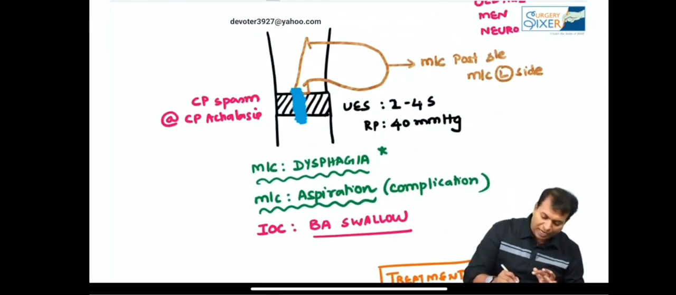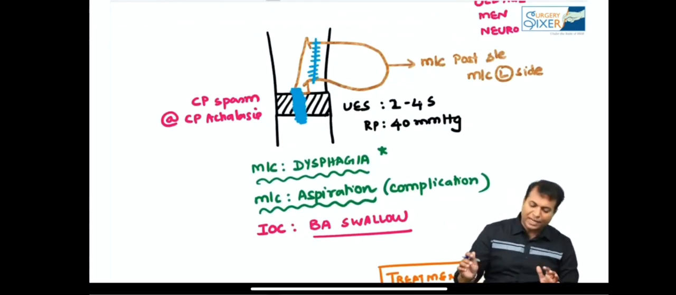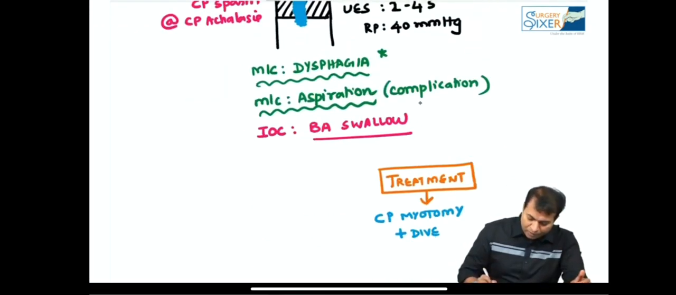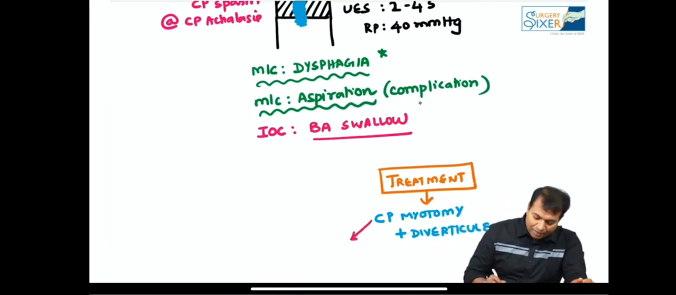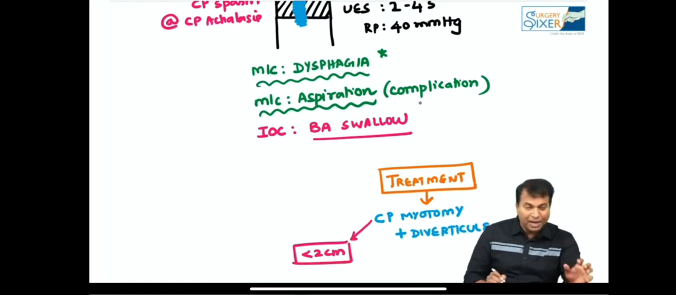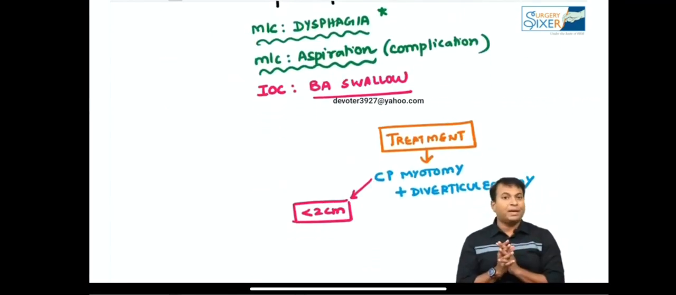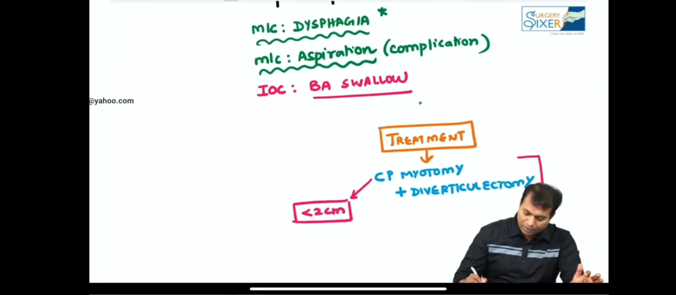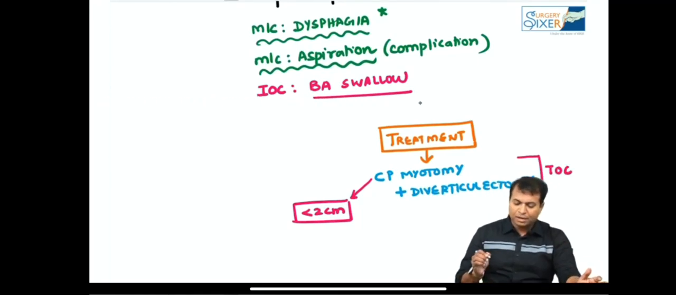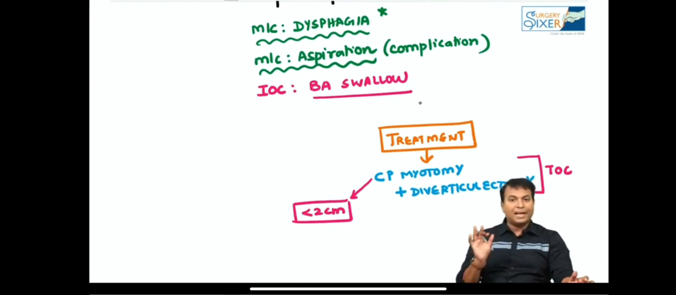Along with this myotomy, we should cut and remove the diverticulum. So cricopharyngeal myotomy with diverticulectomy is the gold standard treatment. In fact, Sabiston writes, if the diverticulum is less than 2 cm, cricopharyngeal myotomy alone is enough. If it is a very small diverticulum, less than 2 cm, once you do the myotomy itself, the diverticulum will disappear. If they don't mention any size, go for cricopharyngeal myotomy plus diverticulectomy. Okay, this is the ideal surgical treatment.